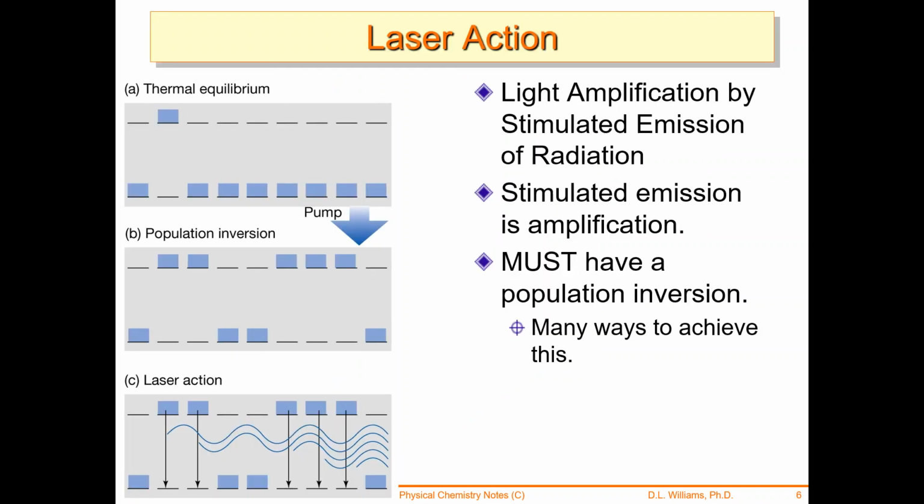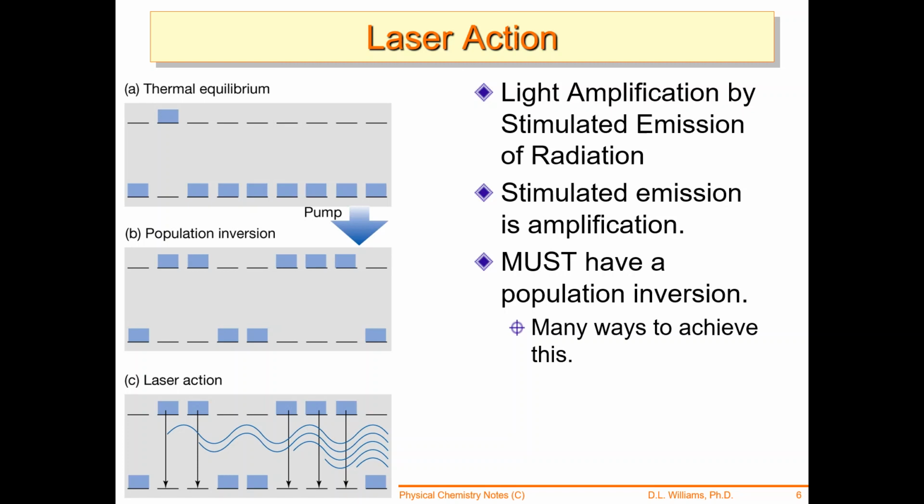So thermal equilibrium is exactly the opposite of what you want. In that top example, we have thermal equilibrium. We might have one excited molecule and the rest of them are in the ground state. This would be the Boltzmann population. So a Boltzmann population of molecules is the thermal equilibrium. That's how you would tell if you were at thermal equilibrium.